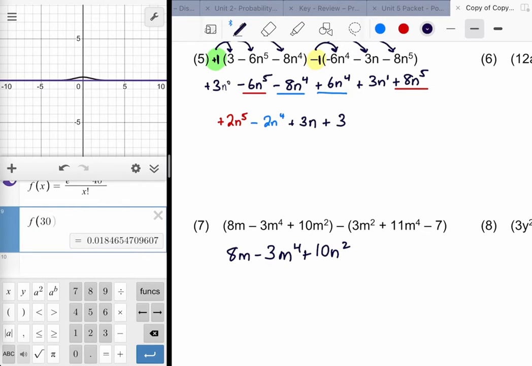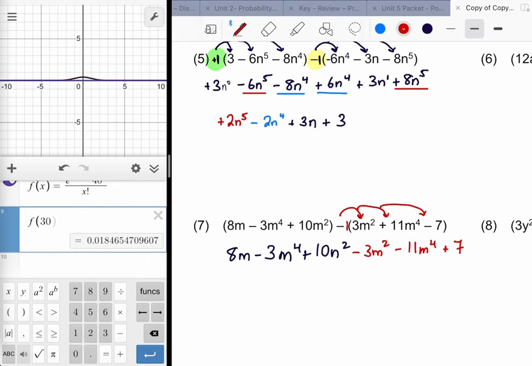In front of the second set of parentheses, we do have a negative. So that's an assumed negative 1. That gets distributed. So negative 3m squared minus 11m to the 4th plus 7. All right, so by now you should be realizing that when you have a negative in front of parentheses, all you're doing is reversing the sign inside the parentheses.